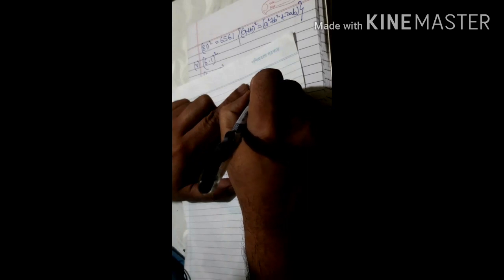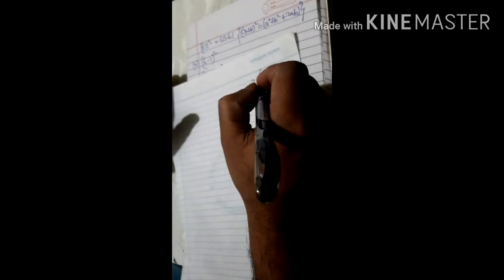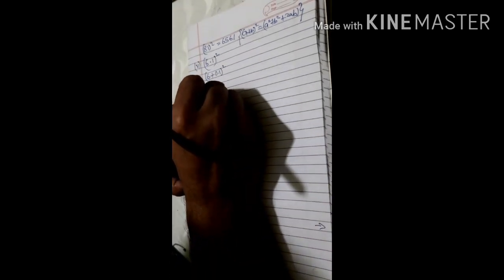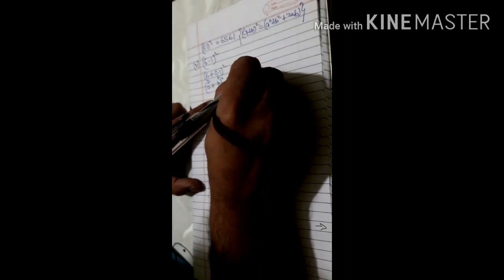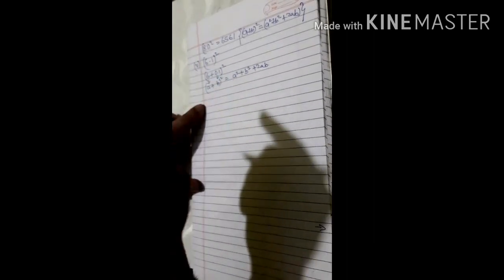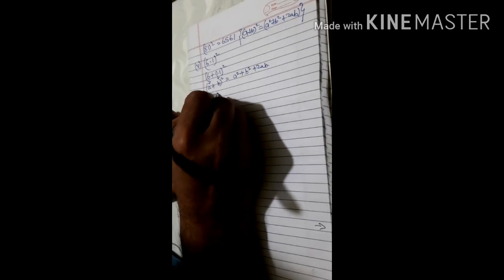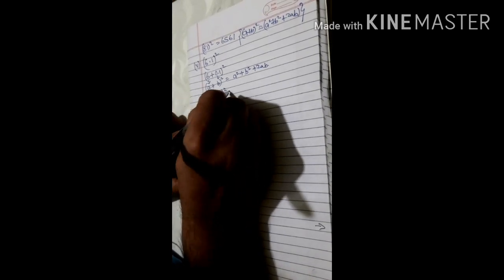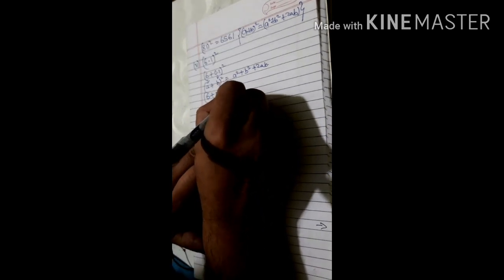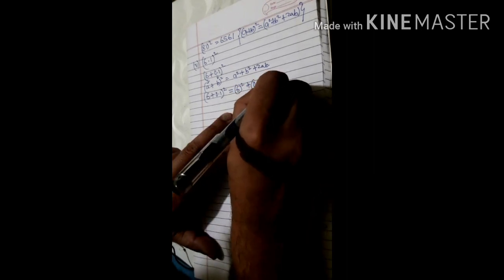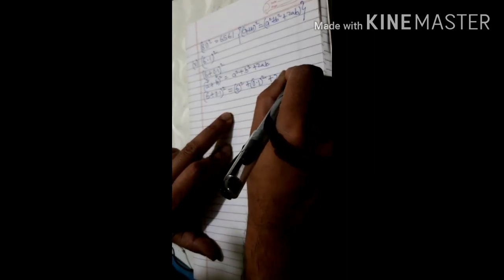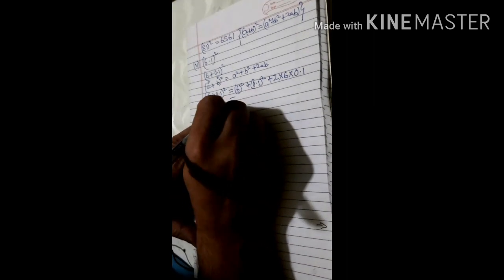So 6.1 can be written as 6 plus 0.1. Now this is also in the form of a plus b whole square, where 6 is a and 0.1 is b. So this will be given by a square plus b square plus 2ab. Okay, let us see how we go about it. 6 plus 0.1 whole square is equal to a square plus b square plus 2 into a into b. We just need to evaluate from here.